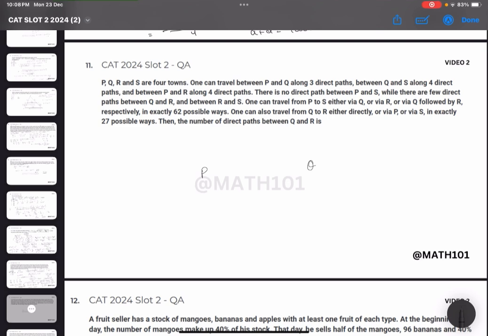P, Q, R, S. Between P and Q we have 3 paths, Q and S 4 paths, P and R 4 paths. No direct path between P and S, but there are a few direct paths between Q and R. Let it be A. Between R and S, let this be B.